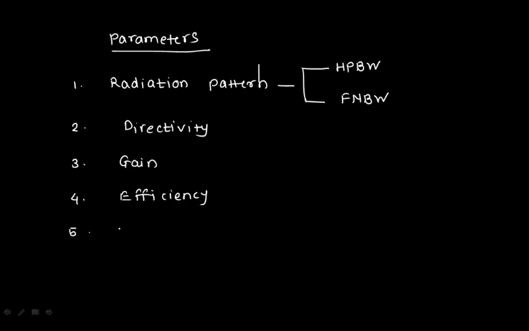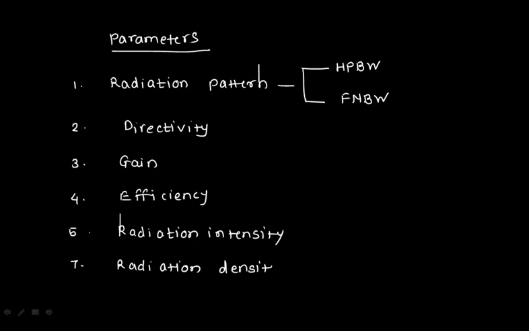Then we'll talk about the radiation intensity, with how much intensity your antenna radiates. We will talk about radiation intensity. Then we'll talk about the radiation density. I'm just listing how many parameters we are going to study. We are going to see each and every parameter separately. Sorry, this will be 6, this will be 7.